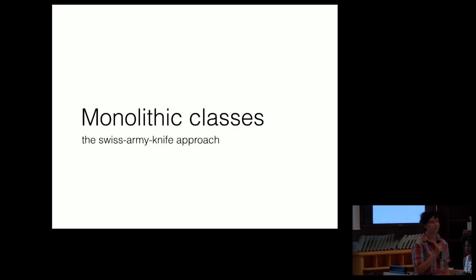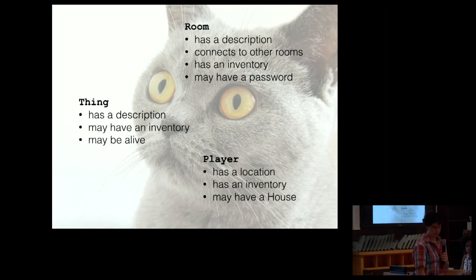So now I'm going to go into a bunch of patterns that I tried out. And this is intentionally a straw man. This is what I did in my text adventure game. I divided all of my game objects up into three giant classes. An object in the game is either a room, or it's a player, which could be an NPC, or it's a thing, because object is actually a meaningful word in Python, so I can't use that. Of these types, rooms have descriptions. They have inventories. They might have a password. They connect to other rooms. Let's not even talk about things. Players have locations, inventories, et cetera.